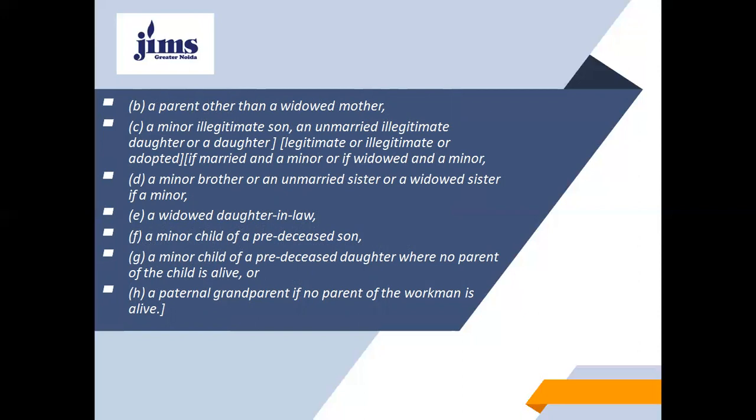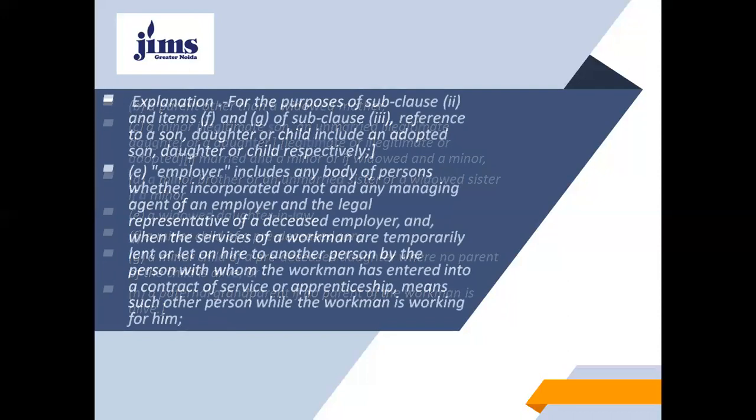Subclause F means we have referred to F and G of subclause third, right? So G is a minor child of a predeceased daughter where no parent of the child is alive. So references to a son, daughter, or child include an adopted son, daughter, or child respectively. So these all will be included in this. So this is the definition given for dependent.